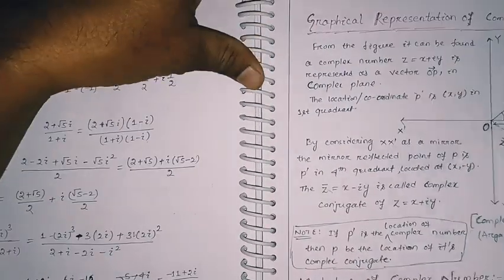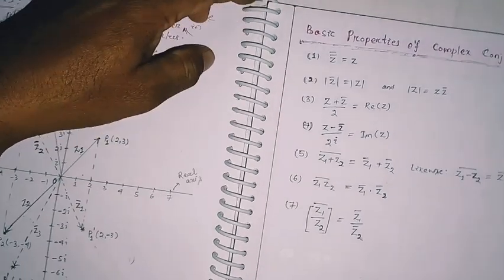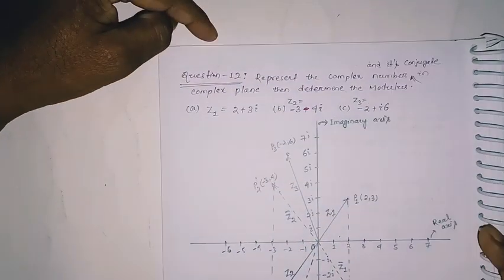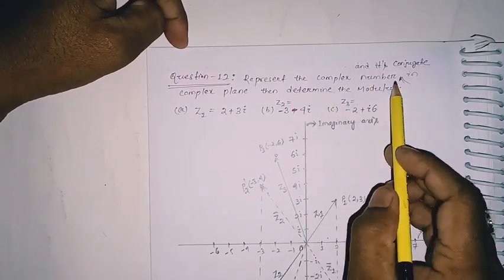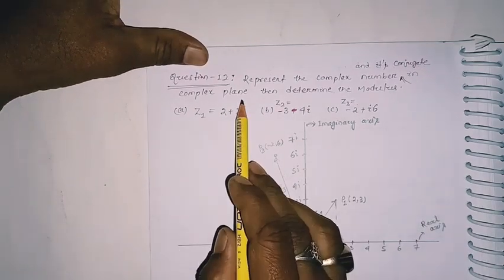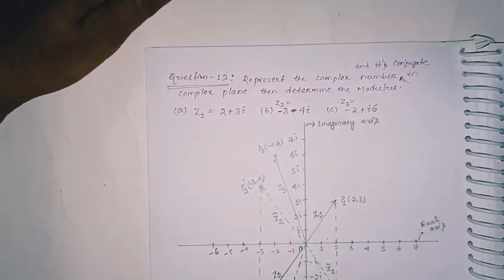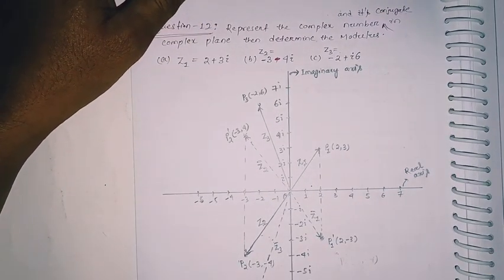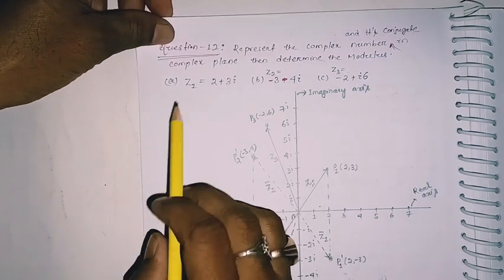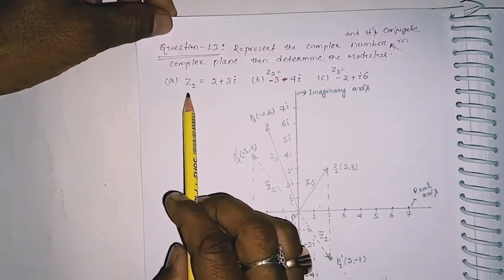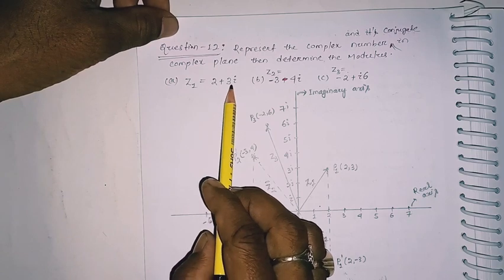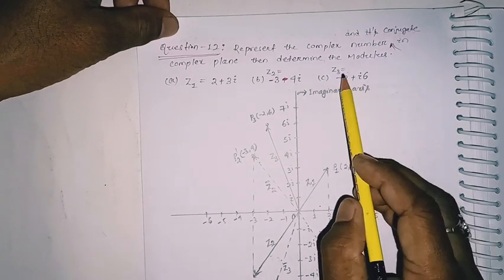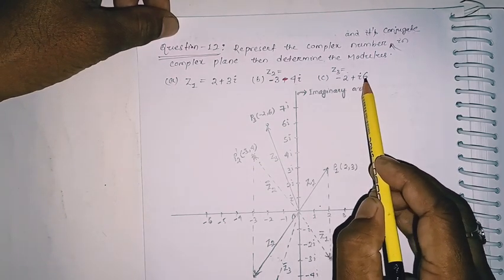Okay, now we are going to go for some numericals upon this. Here is question number 12: representation of a complex number and its conjugate in the complex plane, then determine the modulus. Okay, so here I suggest you carefully watch this numerical. First, given that we have to represent the complex numbers: z1 is 2 plus 3i, z2 is minus 3 minus 4i, z3 is minus 2 plus 6i.